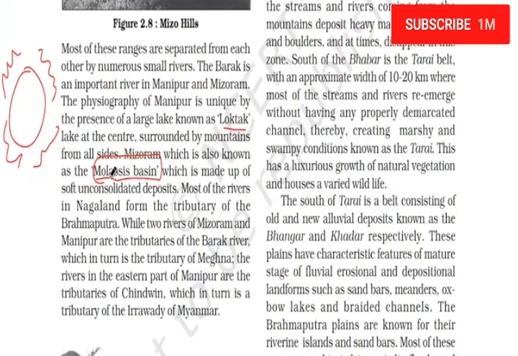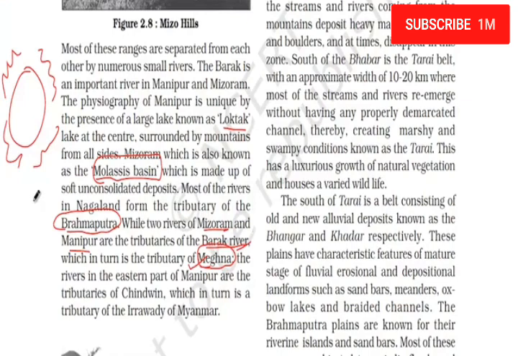deposits which are present in the lakes. Most of the rivers in Nagaland form the tributary of Brahmaputra, while two rivers of Mizoram and Manipur are tributaries of Barak River, which is in turn a tributary of Meghna River. When they wanted to construct a waterway on Barak River, the UPSC question was, Barak River is a tributary of which river? It is Meghna. Most of the students got confused and they marked it Brahmaputra.